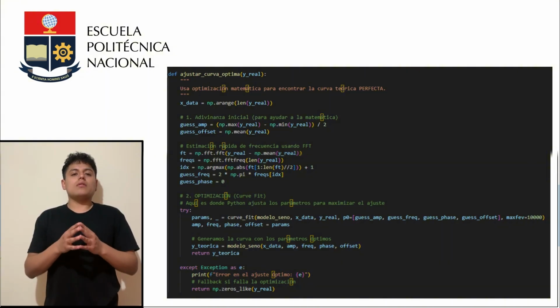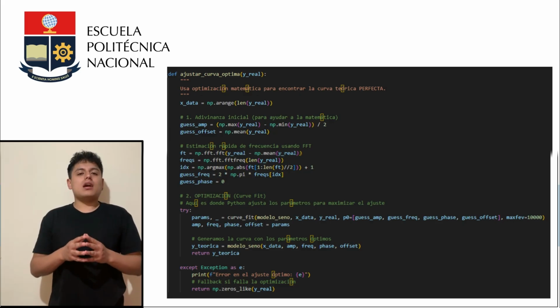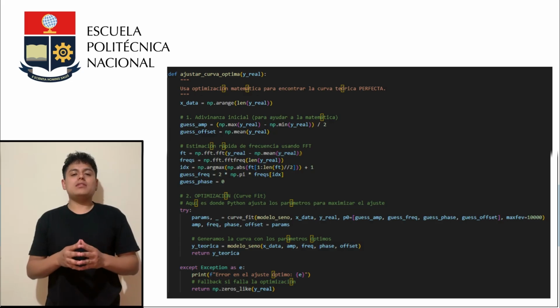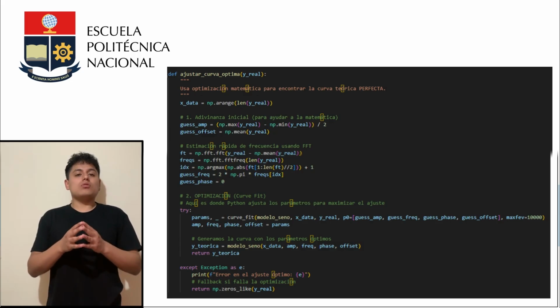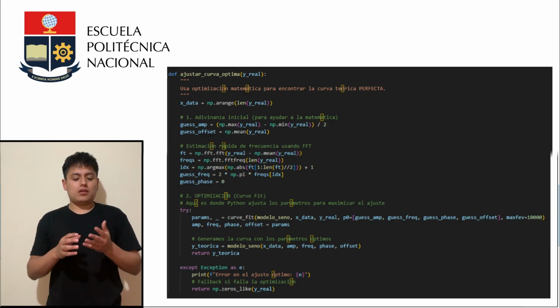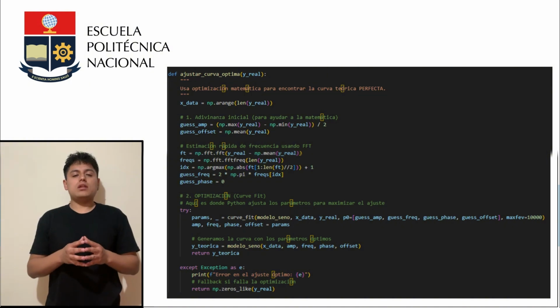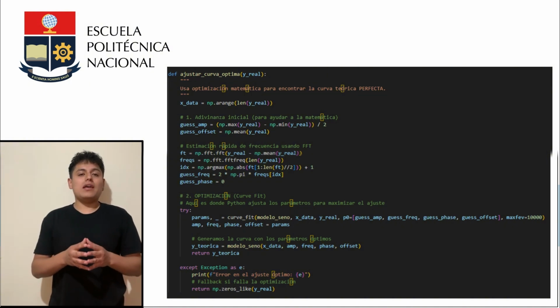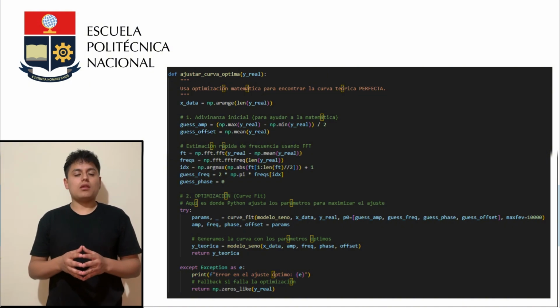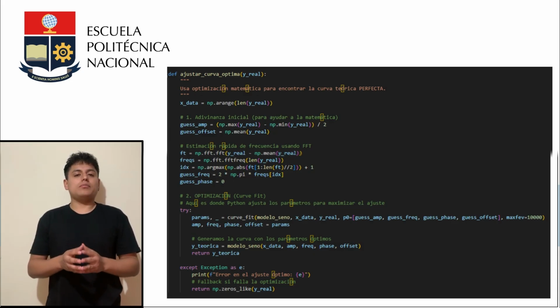For theoretical comparison, we move beyond simple guessing. We use SciPy's optimized curve_fit library. This algorithm applies the least squares method, iterating thousands of times, adjusting amplitude, frequency, and phase parameters until it finds the ideal sinusoidal model, mathematically minimizing the error.